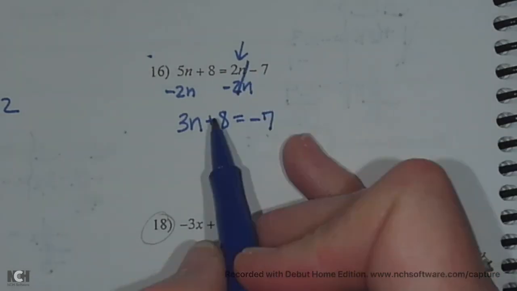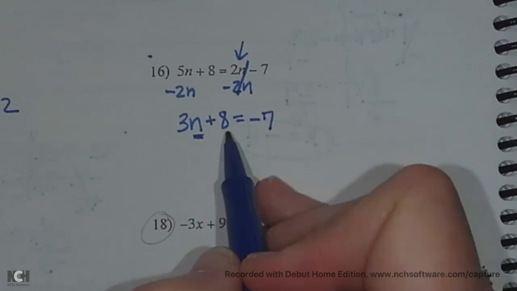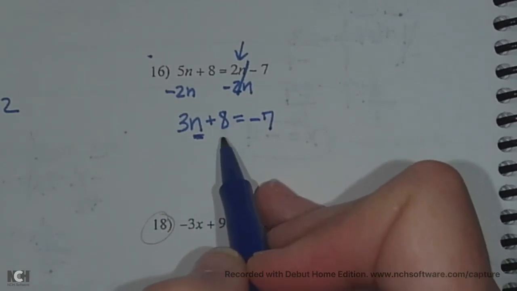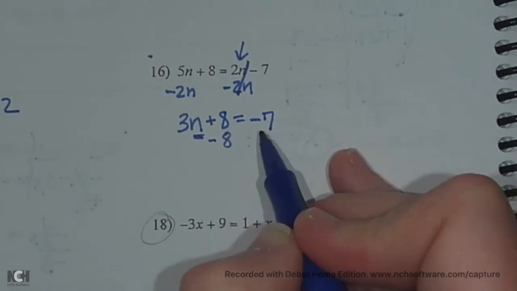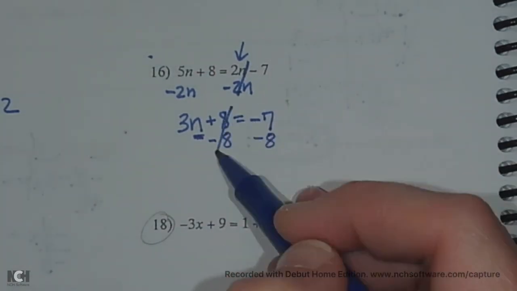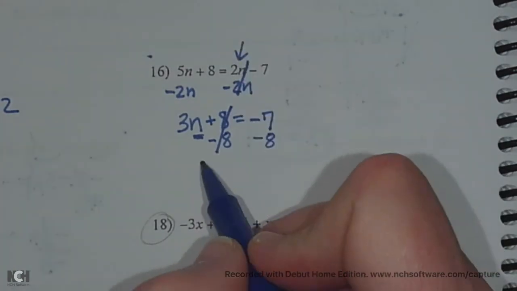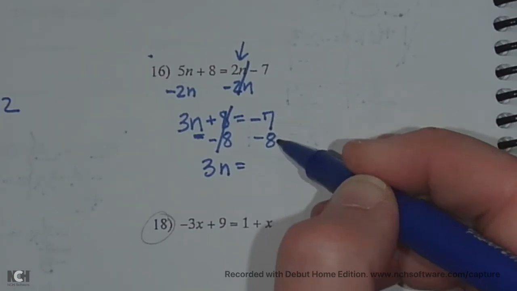What am I going to get rid of first? You know I want to get that n by itself, right? So I have to get rid of the 3 and the 8. What should go bye-bye first? Let's get rid of the 8 first. Negative 8, or minus 8, however you want to think of it. Minus 8 over there. Plus 8 and minus 8, that goes to 0. So we're just left with 3n on the left equals negative 7 minus 8 equals negative 15.